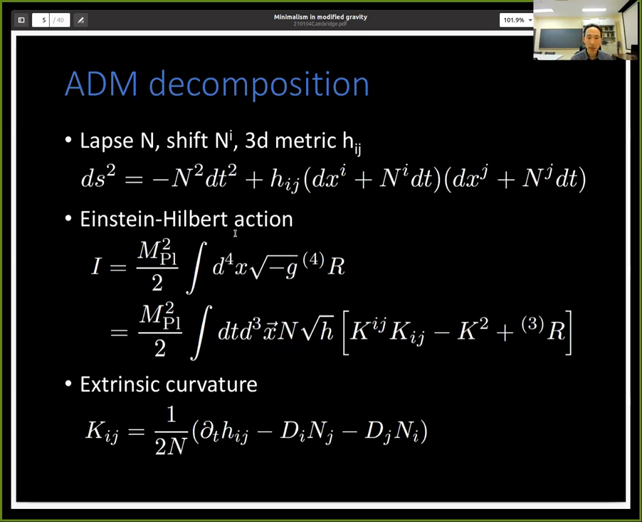Then the Einstein-Hilbert action that describes GR is written in this way, in 4D covariant way. This is the 4D curvature, and this is the 3D curvature. Then after plugging this in, we have this. Here, K_ij is the so-called extrinsic curvature, so that it includes the time derivative of the 3D metric, this one, but doesn't include the time derivative of lapse and shift.